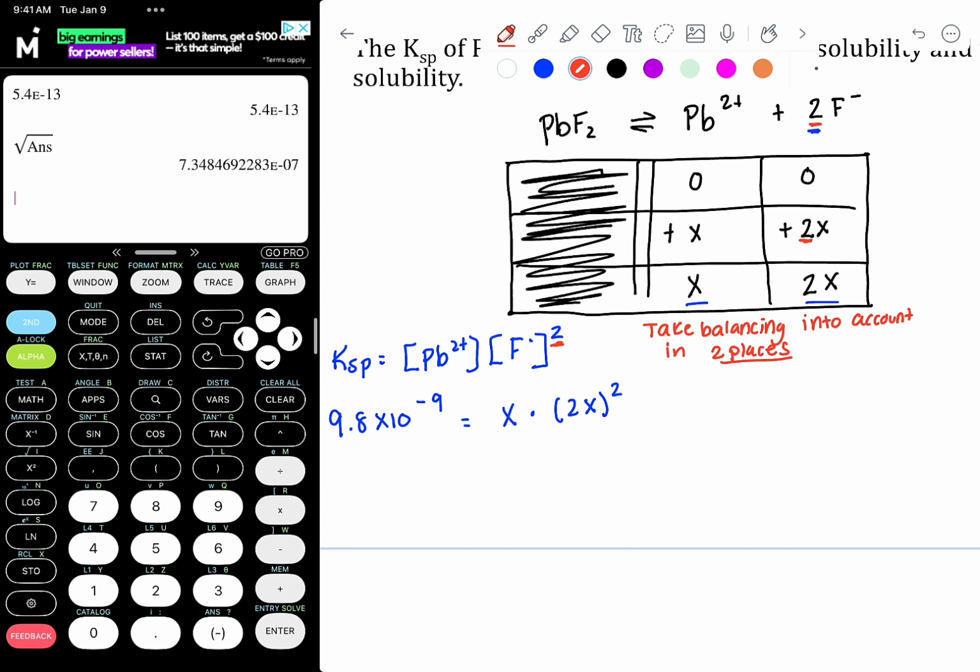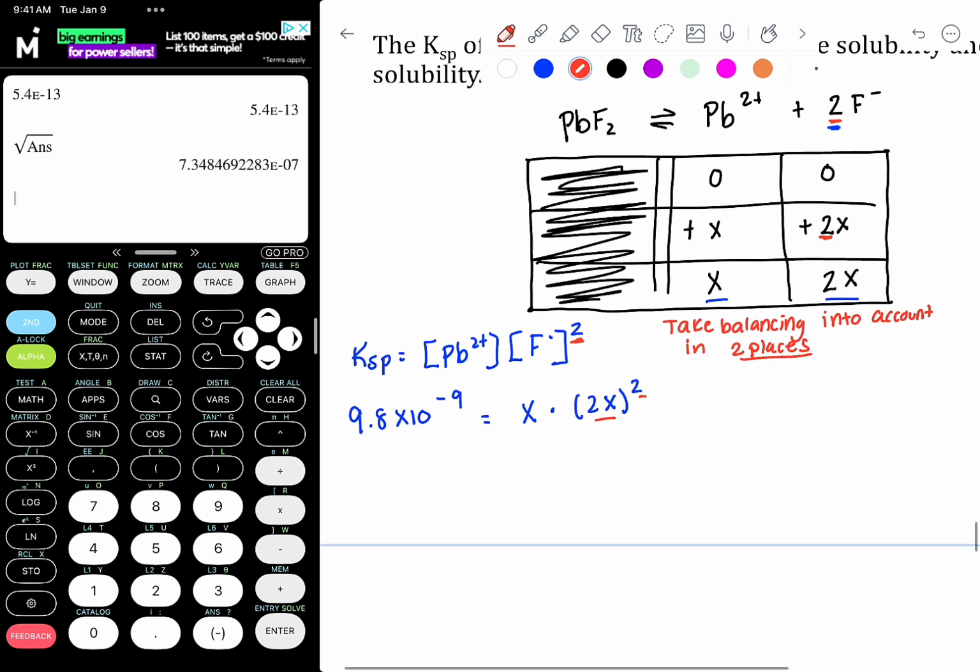That's how we started with these KSP or K-value expressions back when we introduced equilibrium. We accounted for the balancing in two separate places. It's been a while since we looked at balanced equations that have coefficients other than 1, so let's bring it back to the front of our brains that we account for balancing in two places, and we don't want to forget that. So we put the 2x in, and then we square that. So now we just have to solve for x.